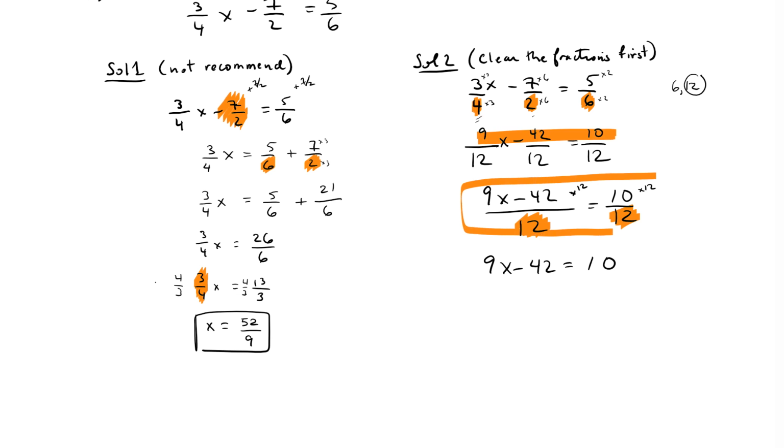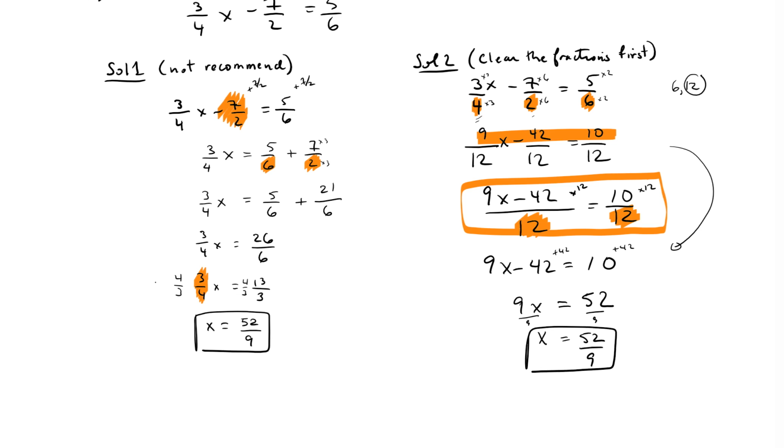I wrote this down so that you understand what was happening, but this is not a step you're forced to write down. You can just jump from here to here. And now I'm working with integers, which makes things a lot easier to work with. So I add 42 on both sides to get rid of minus 42, get 52. I divide by 9 on both sides, and finally I get that x is 52 over 9.